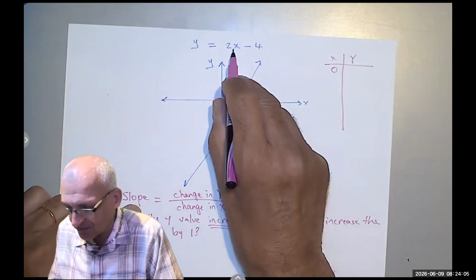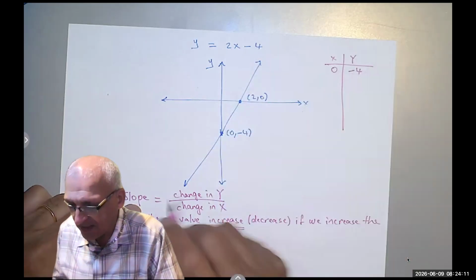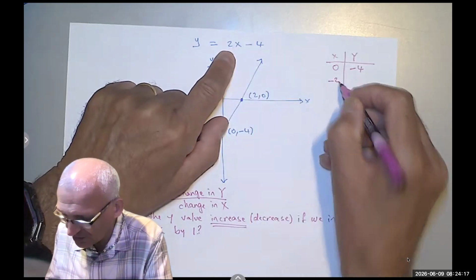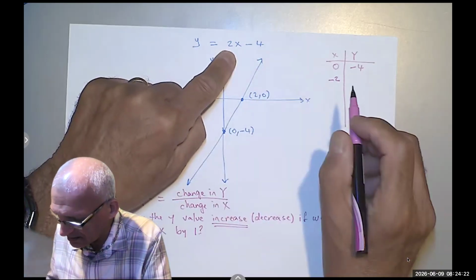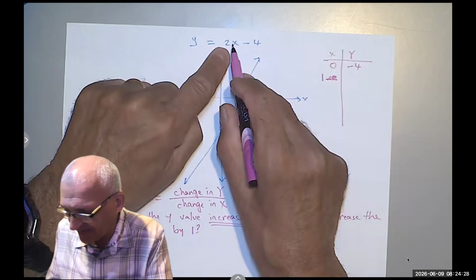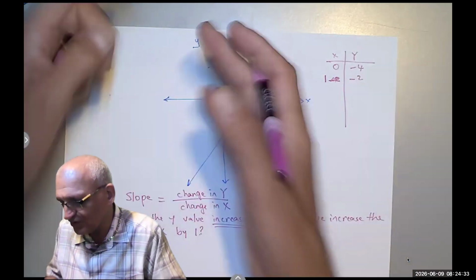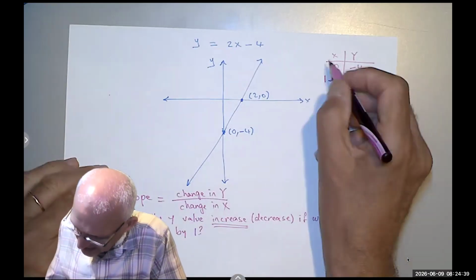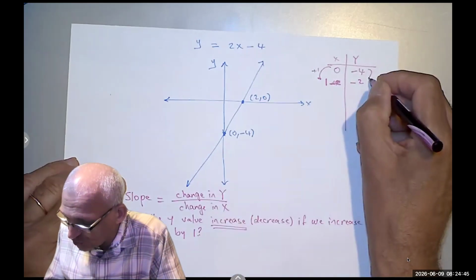So if x is 0, the right-hand side would be 0 minus 4 is -4, so y would be -4. And then I make x is 1. I'm sorry, I said x is 1. So if x is 1, 2 times x is 2, minus 4 is negative 2. I wrote the answer instead of the value. So you see, I increased x by 1 and y increased by 2.